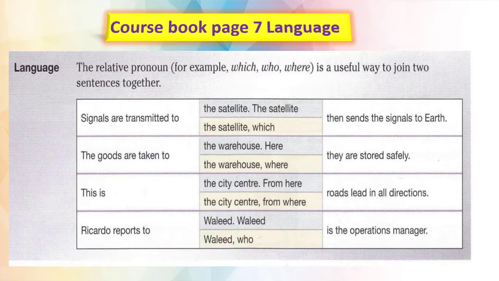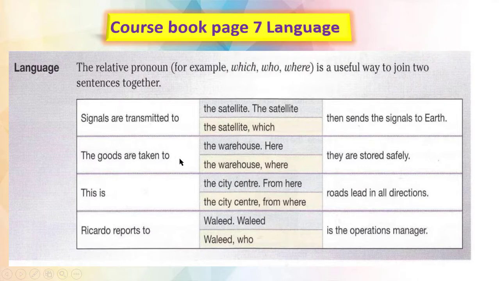Now open your course book, page 7, and let's read the sentences together. Language. The relative pronoun, for example, which, who, where, is a useful way to join two sentences together. Signals are transmitted to the satellite. The satellite then sends the signal to Earth. Instead of using the satellite again in the second sentence, we can use which instead of the satellite. So, the sentence will be, the signals are transmitted to the satellite, which then sends the signal to Earth.